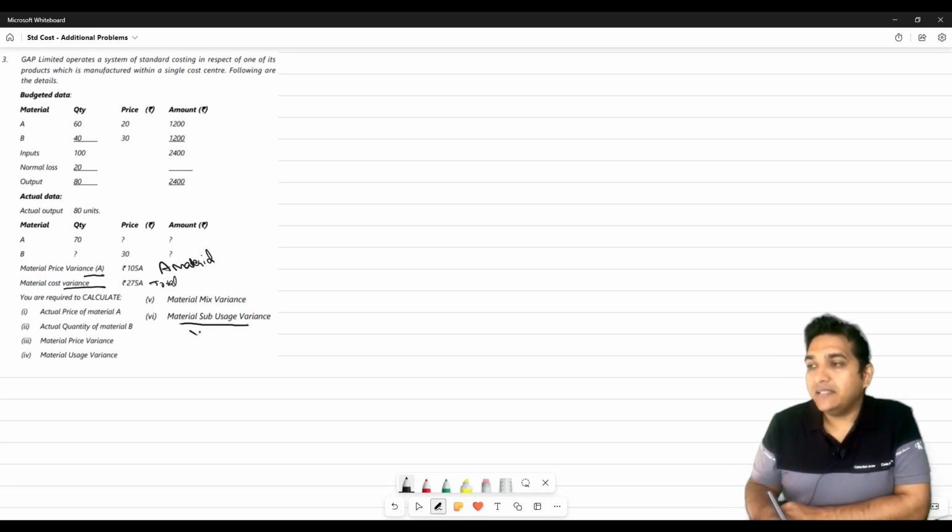Next, they are asking us to calculate material sub-usage variance. Sub-usage variance is nothing but your yield variance. So for yield, there is another name called sub-usage.